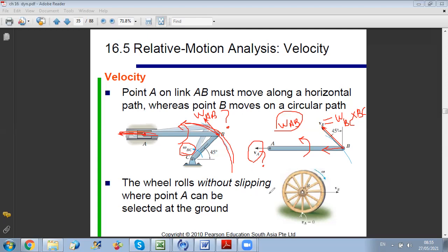Another example of general plane motion is a wheel rolling without slipping. For the case of a wheel rolling without slipping, at the contact point with the ground the velocity is zero.